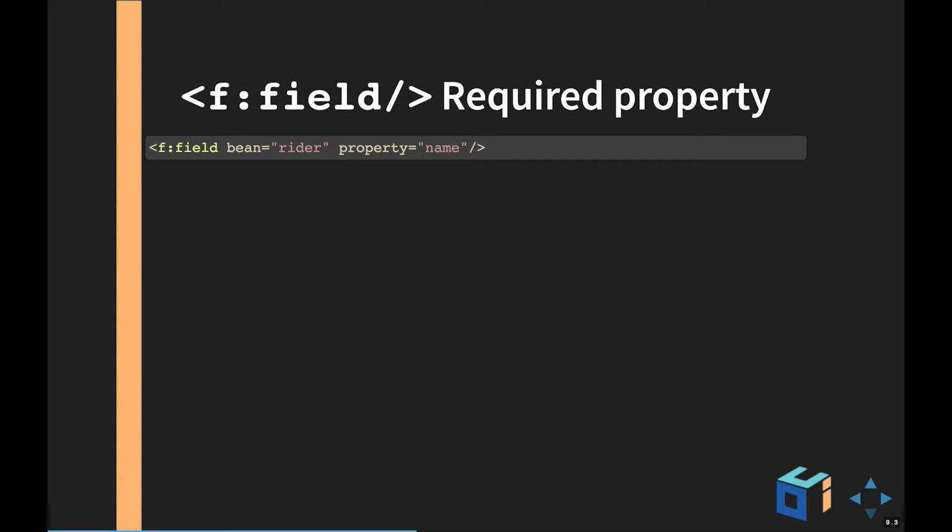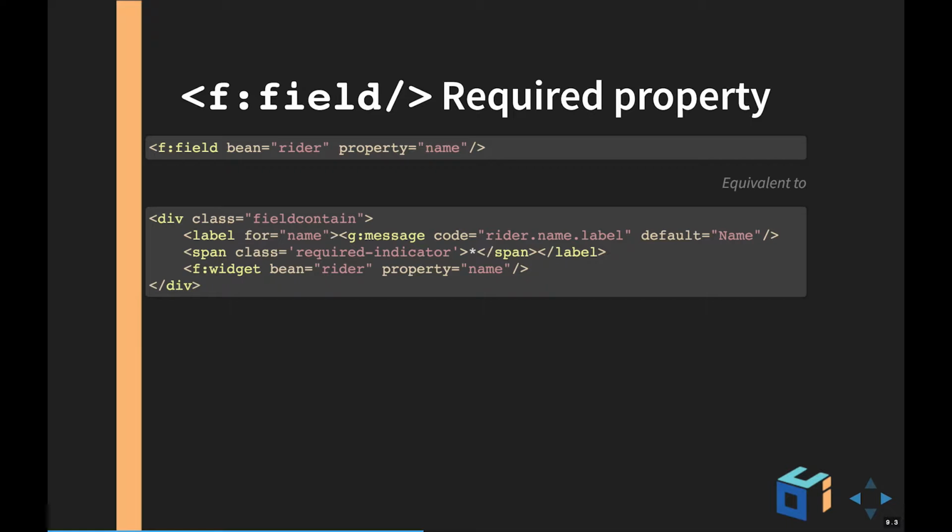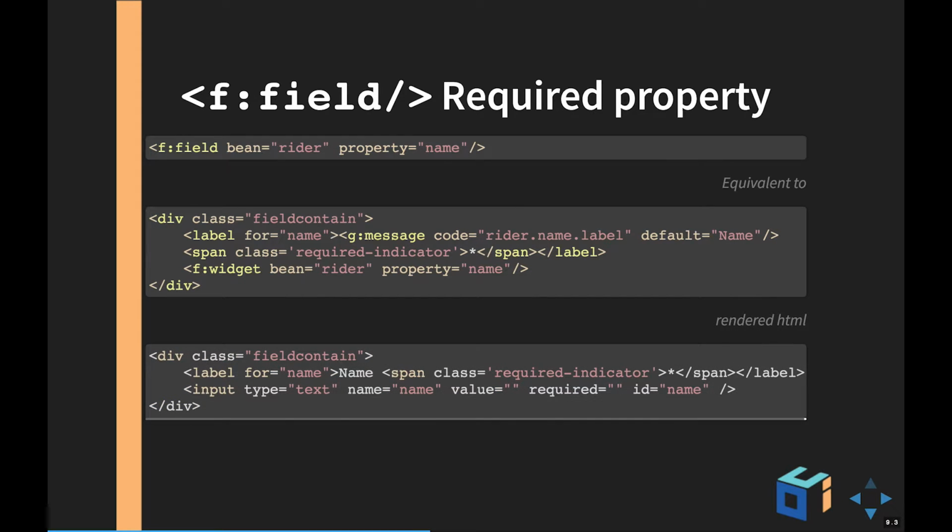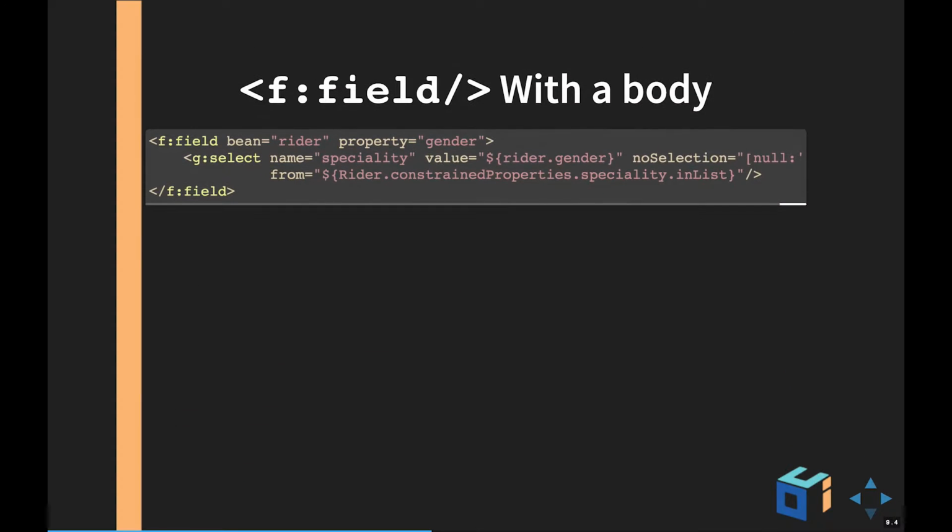And of course, if we do it for a required, we'll get an extra span that says we have a required indicator. So we'll get a star to tell the user that this one is required. So this will be the render output.